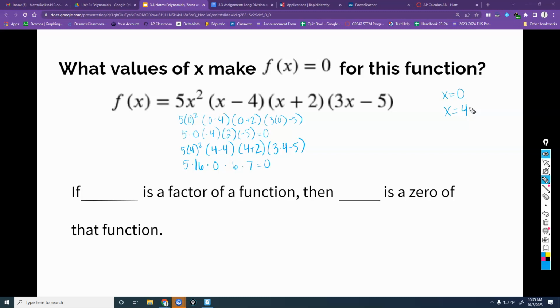There's 2 more. Negative 2, because I'm not going to write everything out, but that would make this negative 2 plus 2, which would be 0. And then it wouldn't even matter what all the other stuff is because you're multiplying it by 0, right? So that would be 0. All right, last one's the hardest one to find. It's not a whole number.